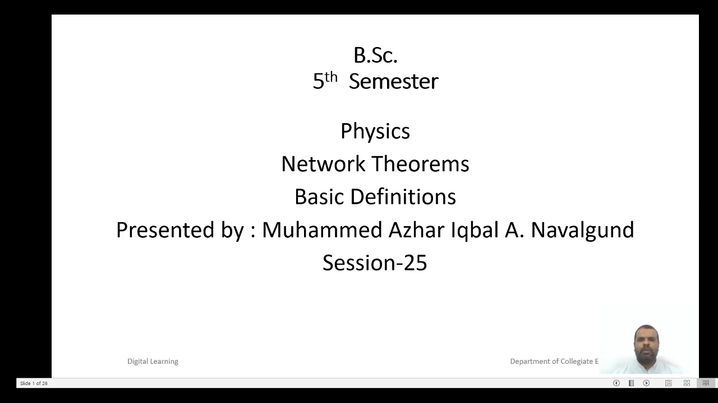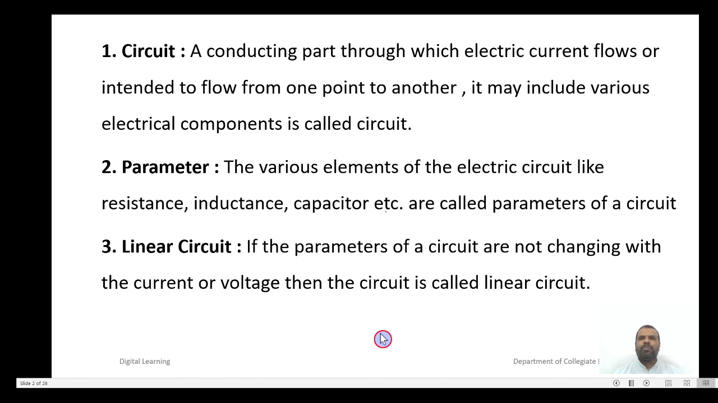Today we are going to discuss network theorems. Before starting the network theorems, first we have to see some basic definitions in electronics. First one, circuit. What do you mean by circuit? A conducting path through which electric current flows or is intended to flow from one point to another. It may include various electrical components and is called a circuit.